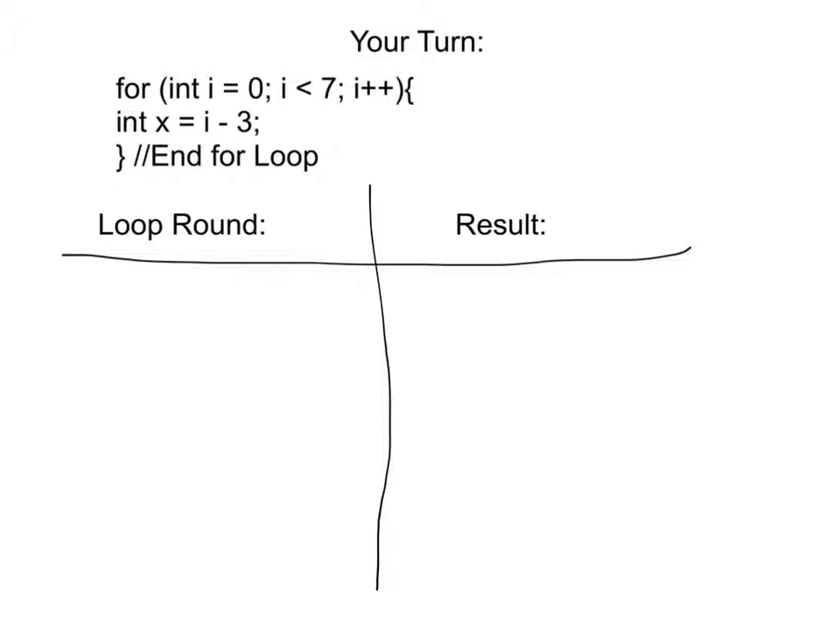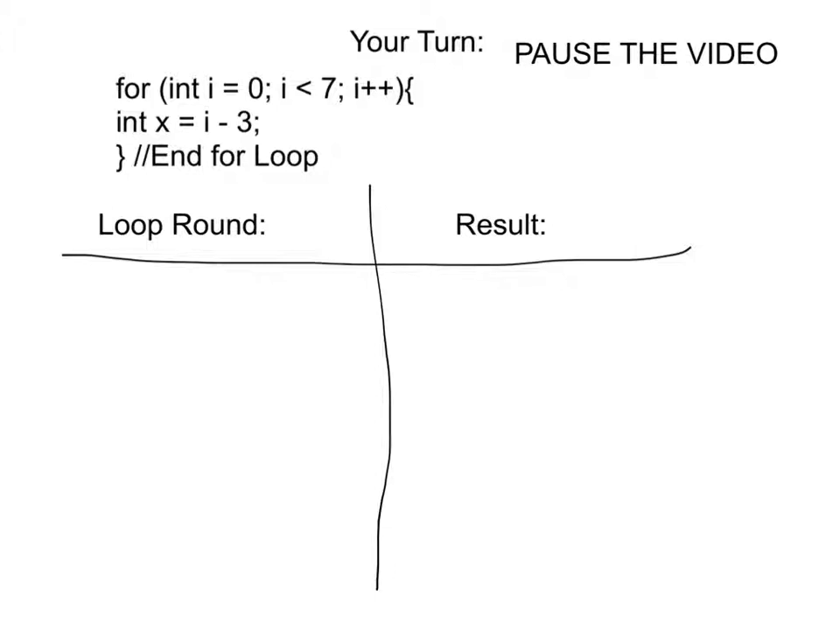Okay, now it's your turn. Up here above I have another for loop. I return to our original structure where integer I starts at 0, the loop ends when I is no longer less than 7, and it increments by 1 each time. So I want you to take a moment, pause the video, and solve this out like I did with the tables.